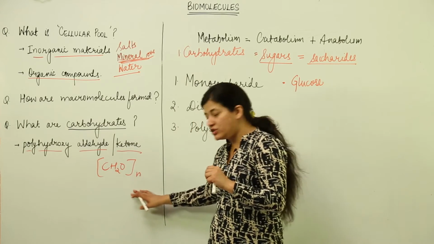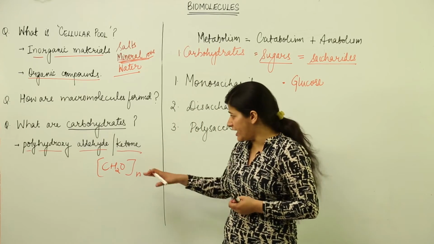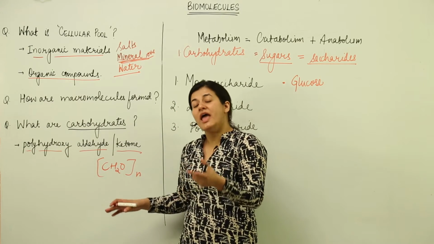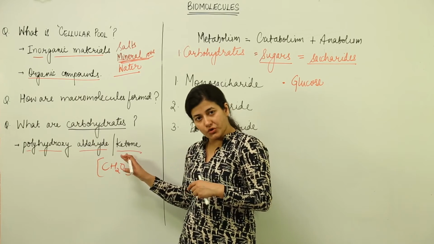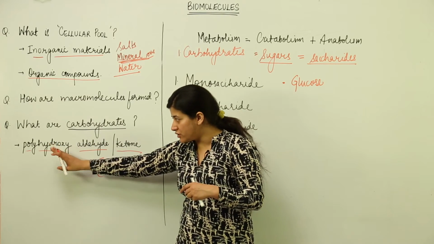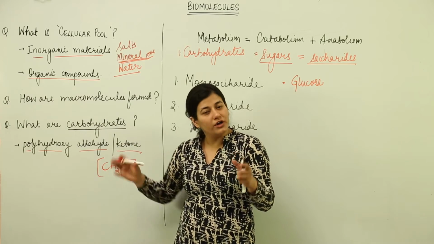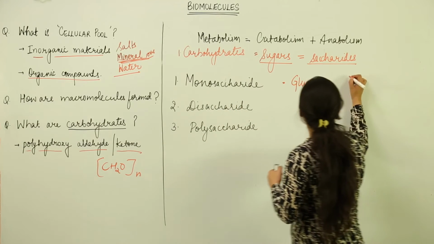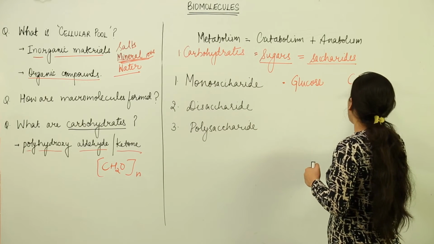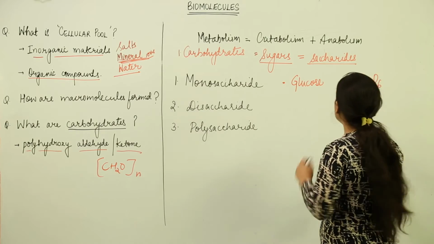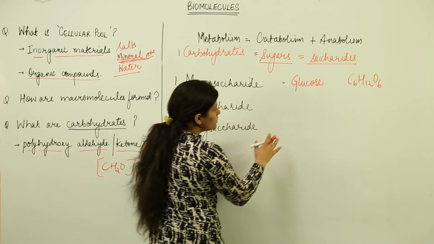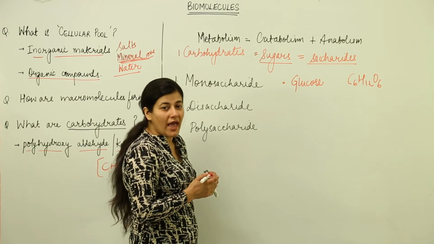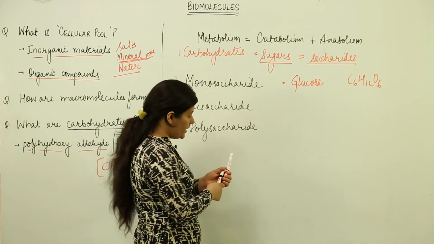And from the stereochemical aspect, it is polyhydroxy aldehyde or ketone, that there would be many hydroxy groups and either an aldehyde or ketone group, and this could be present either on a straight chain or in a cyclic carbon ring. The empirical formula happens to be this, and you know that glucose is C6H12O6, which is well suited with the empirical formula. Now in a monosaccharide you find only a single polyhydroxy aldehyde or ketone.